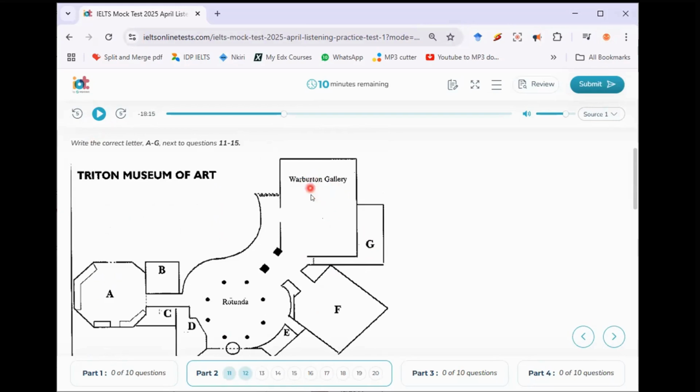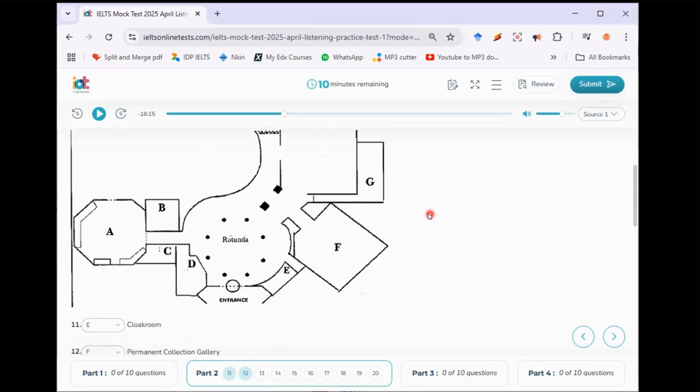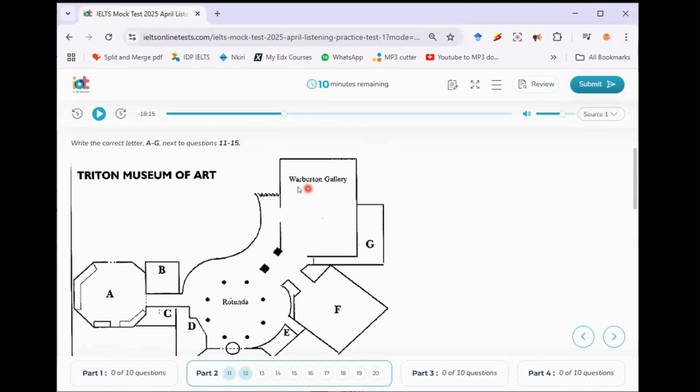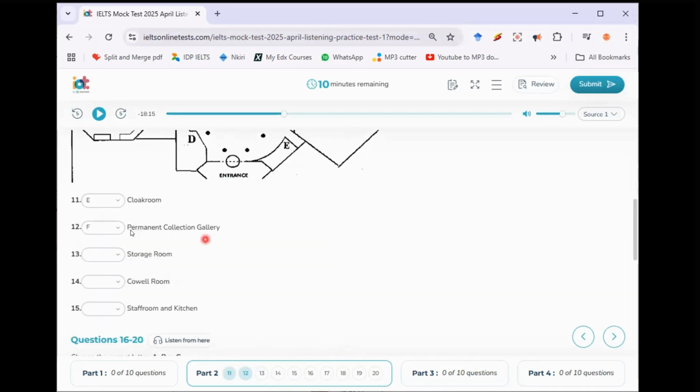Can you see that they are mentioning parts of the map that are already labeled? That's what I said earlier when I said identify signposting words. What are signposting words for map labeling questions? Signposting words are words on the map, parts of the map that have already been labeled. So you see, it mentions Warburton Gallery and uses that to reference G. This G is like the store.